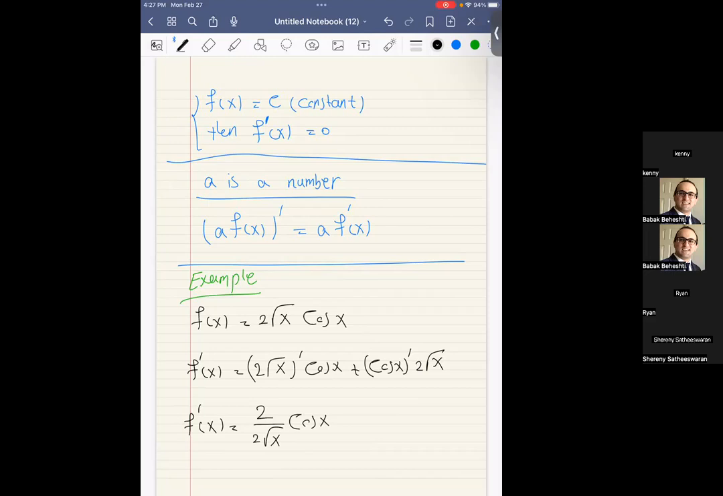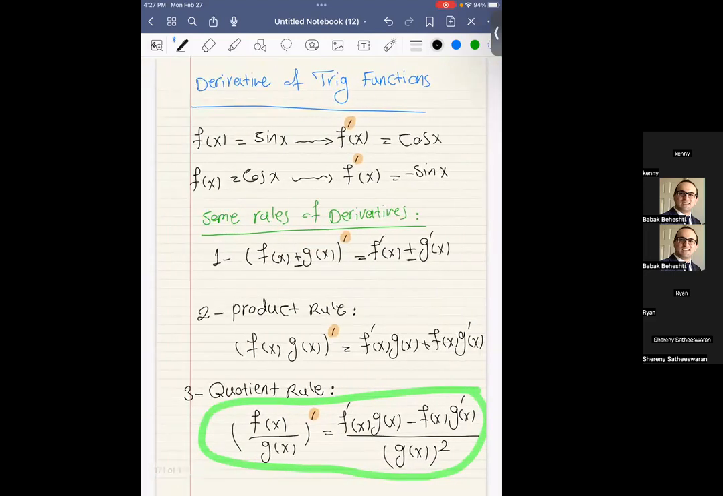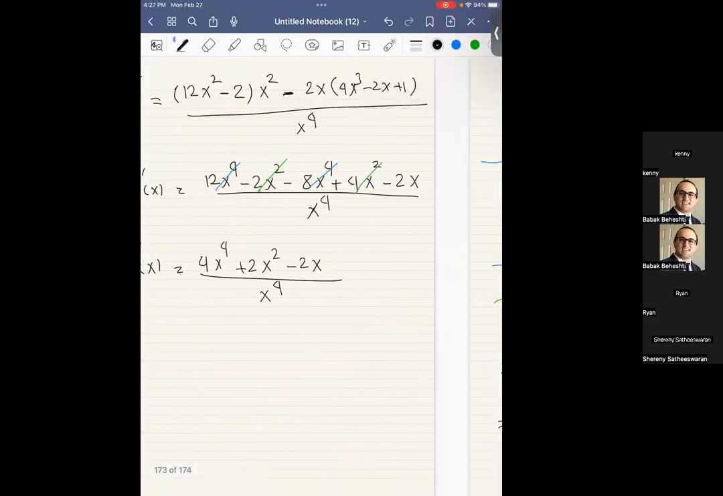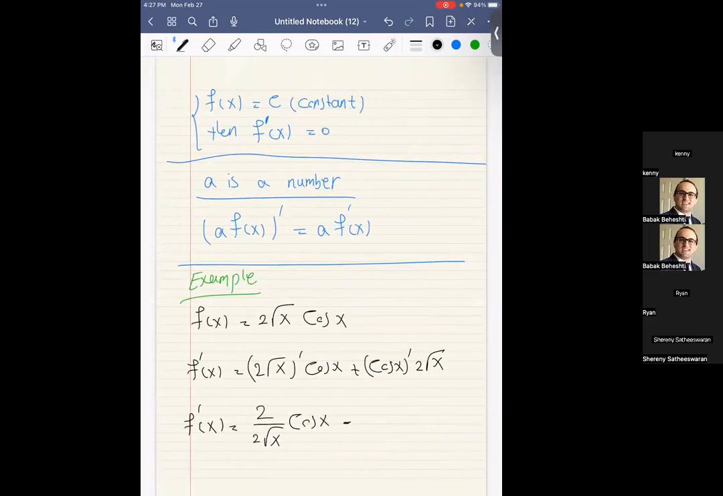Now what is the derivative of cos x? I told you that the derivative of sine x is cos x, and the derivative of cos x is negative, minus sine x. So the derivative of cos x is minus sine x times 2 times root x. Now if you simplify this part, the 2 on the top and the bottom cancel each other out. So we get cos x over root x minus 2 times root x times sine x.